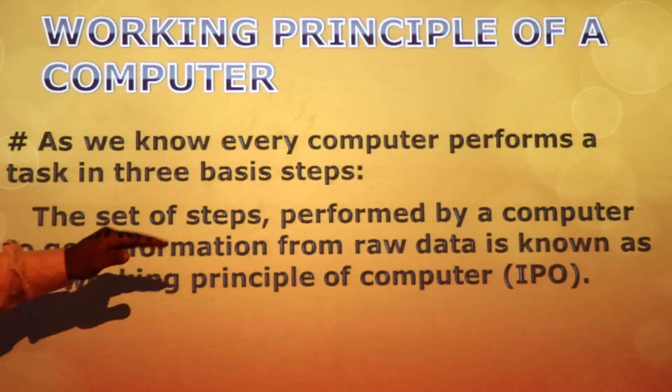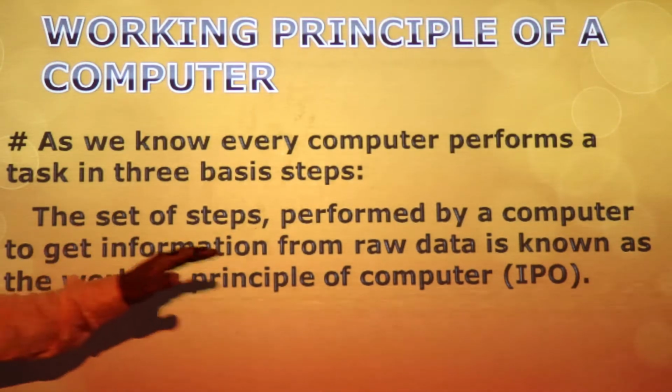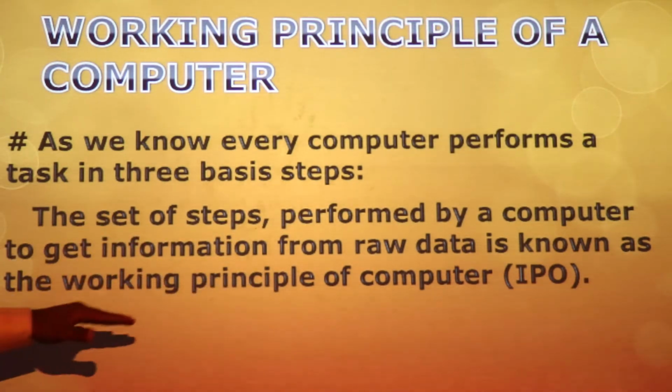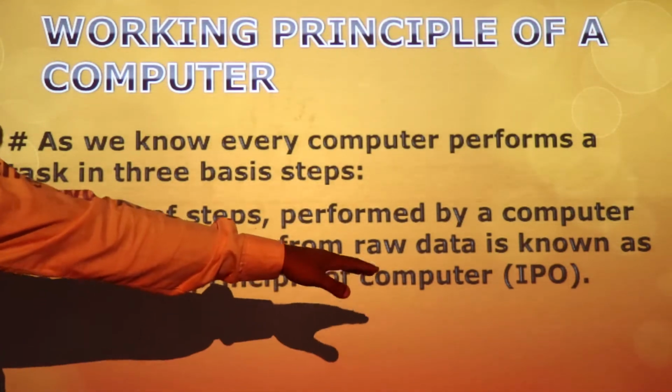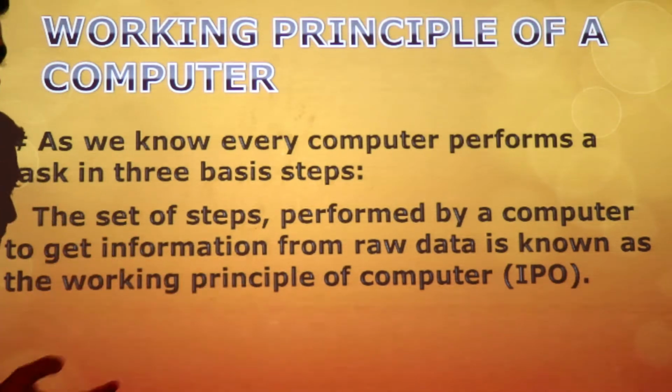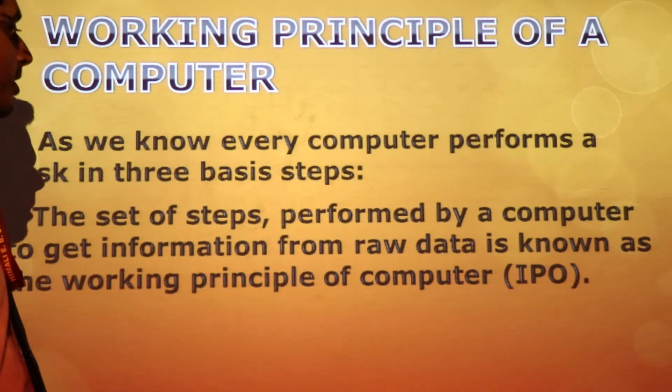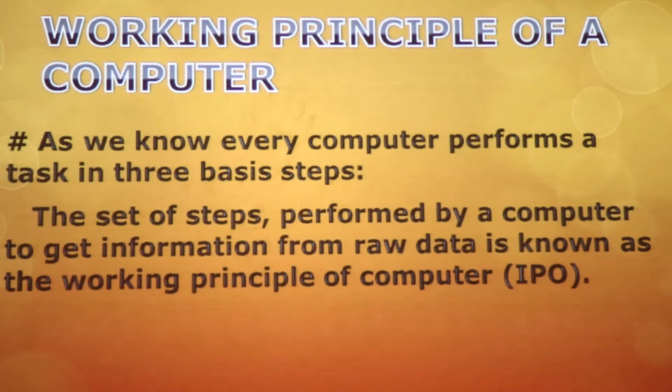The set of steps performed by a computer to get information from the raw data is known as the working principle of a computer, that is known as the IPO cycle. IPO means input, processing, output system, that is performed by the working principle of a computer.